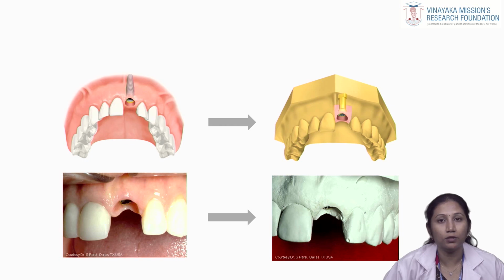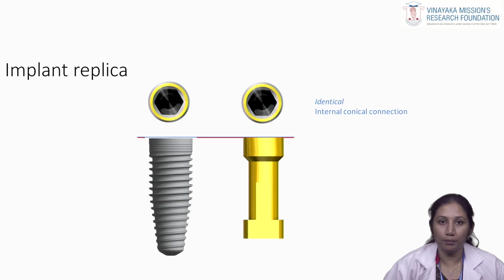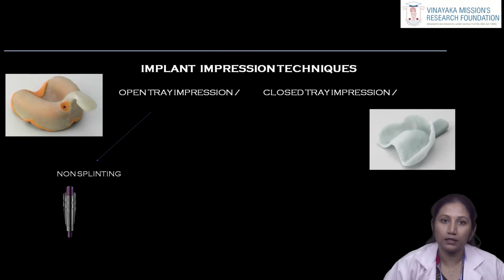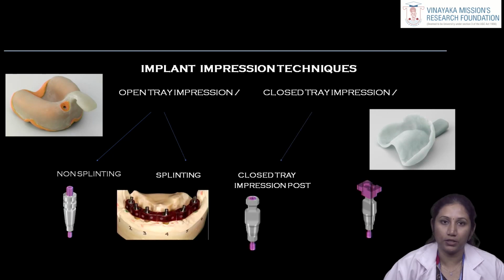Now let's dive into the prosthetic phase of implant dentistry. The implant analog is a component which exactly replicates the implant platform and the connection. The inner surface of the implant analog exactly replicates the inner surface of the implant as such. So this implant analog helps to incorporate all the prosthetic components during the laboratory phase, and this acts as a working cast for the fabrication of the prosthesis. Next, let's talk about the implant impressions.